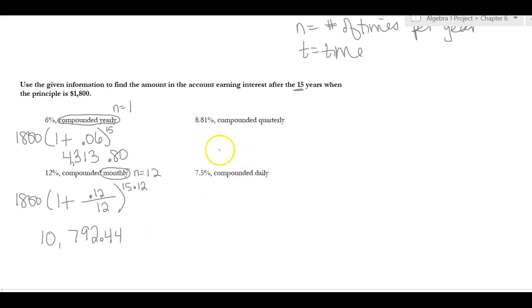Okay? All right, here, this one, I wanted to save this one because I have to move my decimal 2 places, so it's 0.0881. Quarterly is 4 times a year. This one is going to be 0.075. Daily is 365. So I'd like you to plug those two in, and then when you think you have it, go ahead and press play.